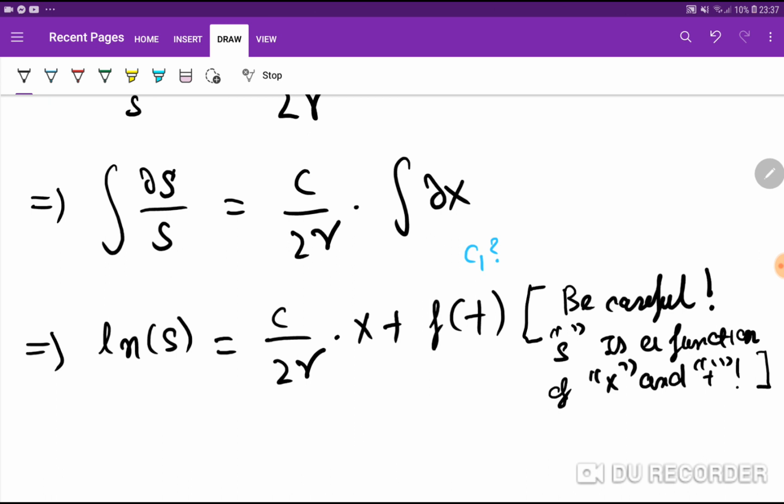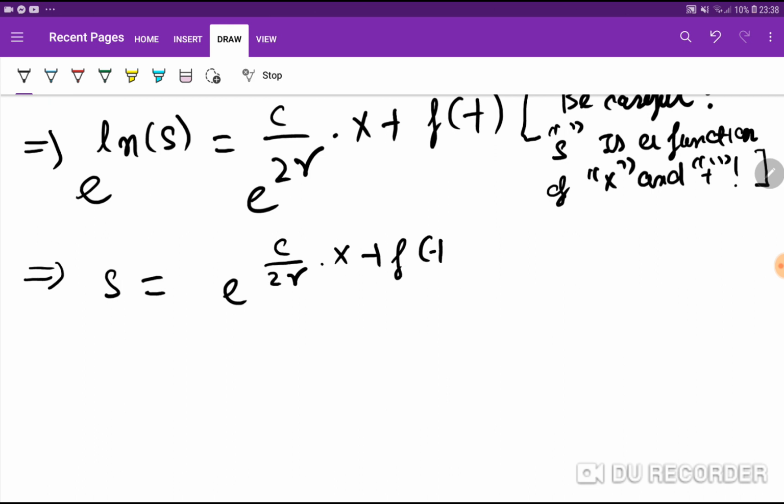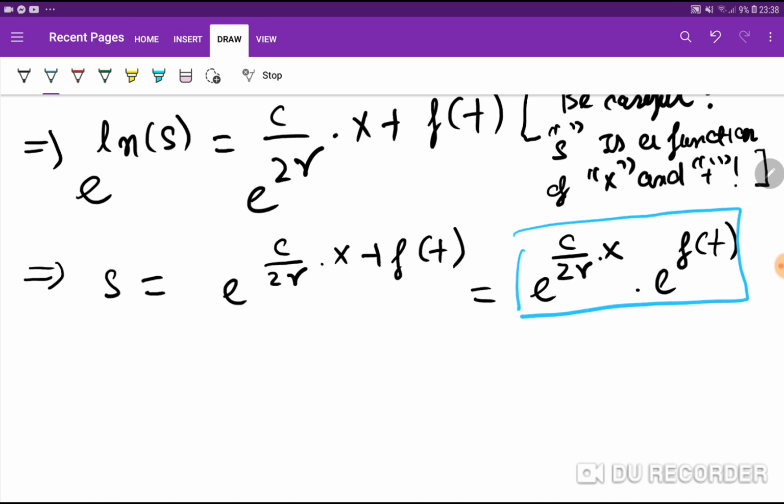Okay, so let's go ahead and continue. So we can exponentiate both sides. If you e both sides up, e to the ln of something is just that thing. So you get s equal to e to the power of c over 2 mu x plus f(t). Or if you expand it out, you get e to the power of c over 2 mu times x, times e to the power of f(t). Okay, this is the temporary result we got right now.